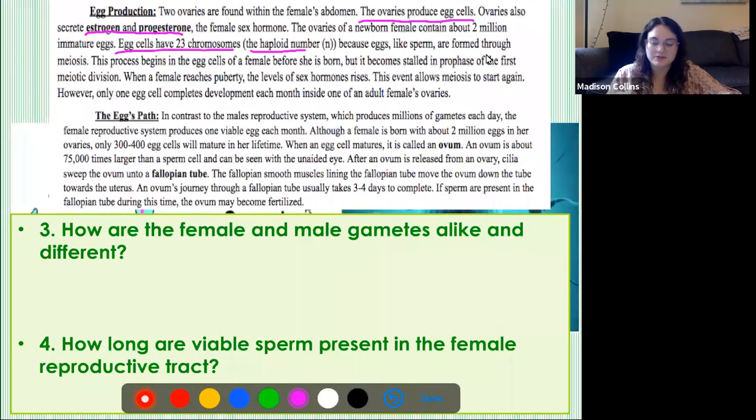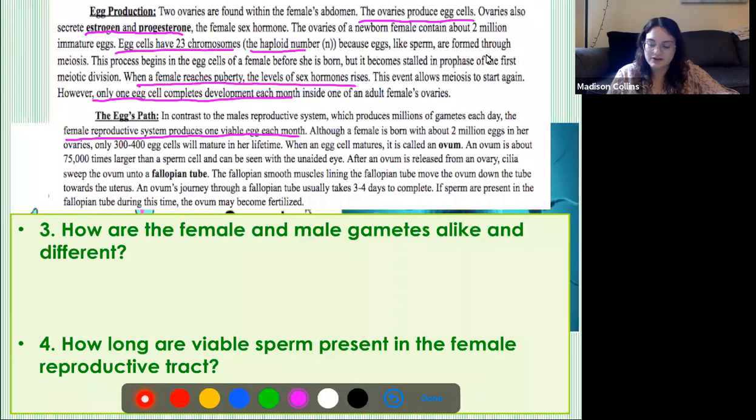When a female reaches puberty, the levels of sex hormones rise. This event allows meiosis to start again. However, only 1 egg cell completes development each month inside of an adult female's ovaries. And now the egg's path. In contrast to the male's reproductive system, which produces millions of gametes each day, the female reproductive system produces 1 viable egg each month. Although a female is born with about 2 million eggs in her ovaries, only around 300 to 400 eggs will actually mature in her lifetime.